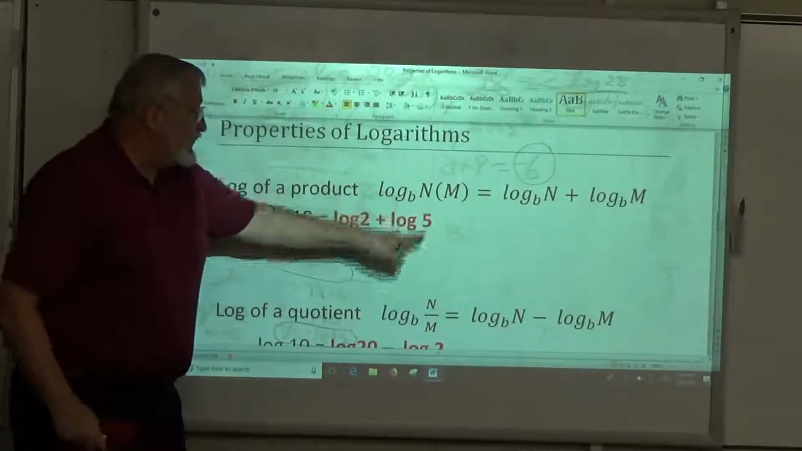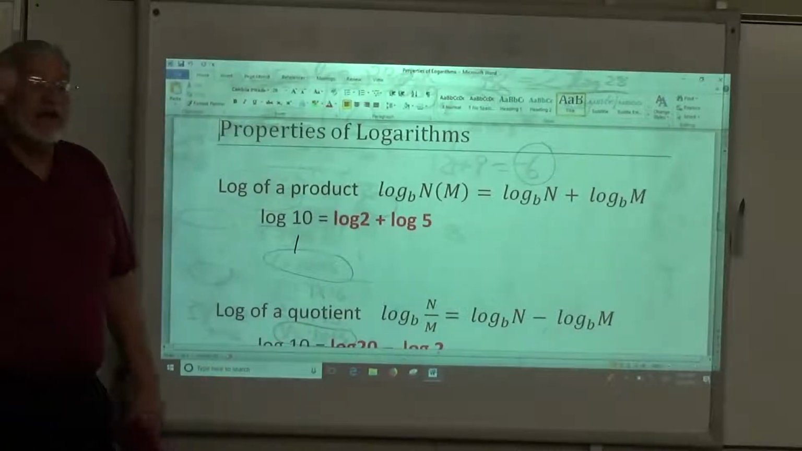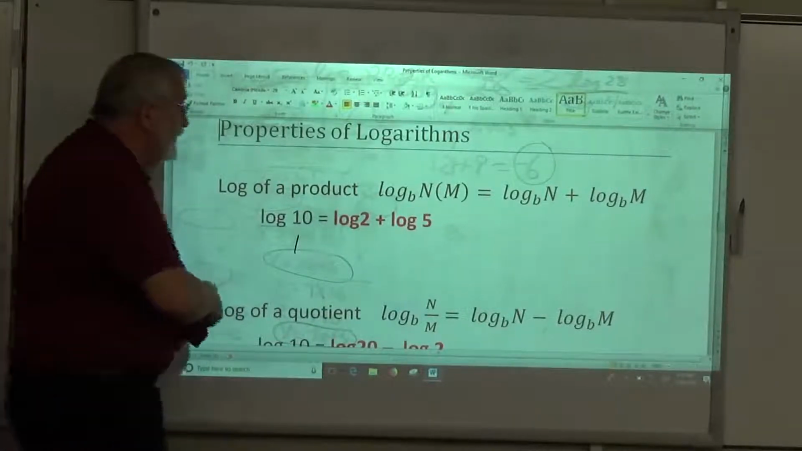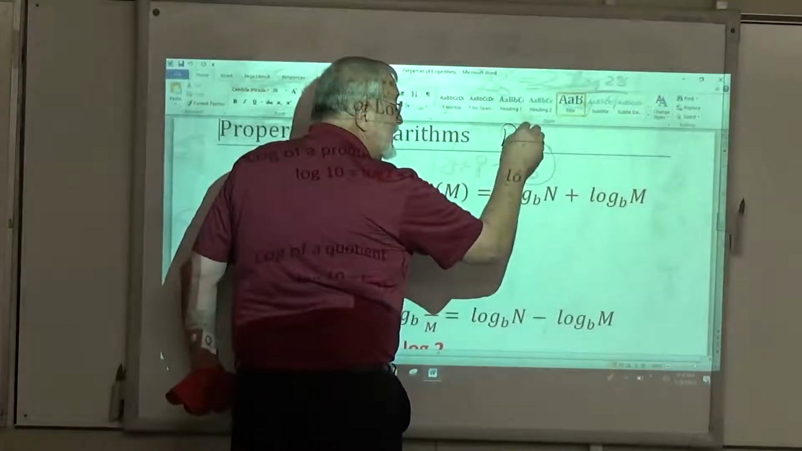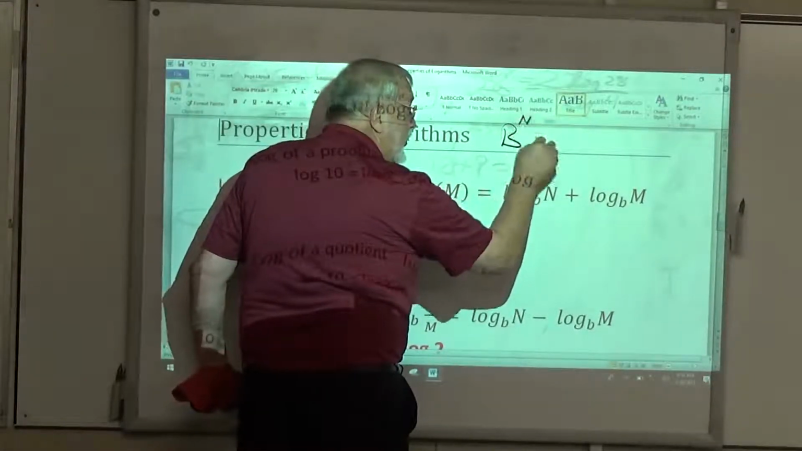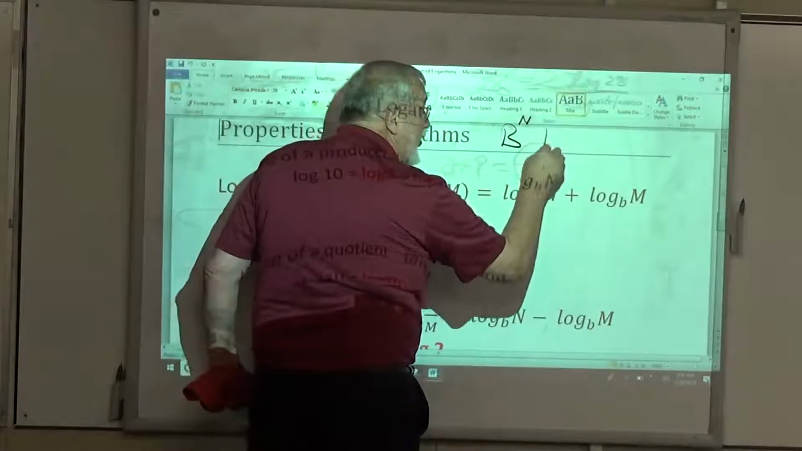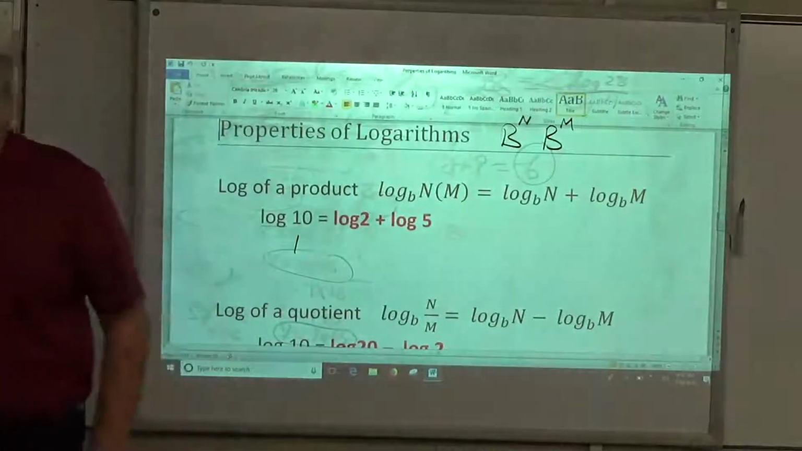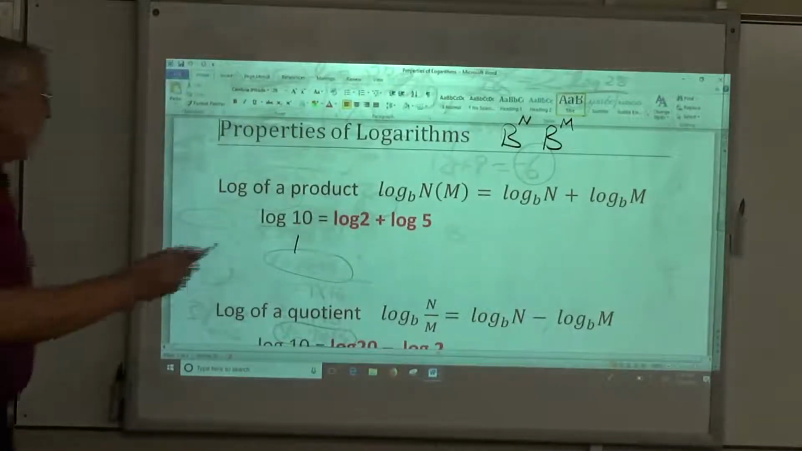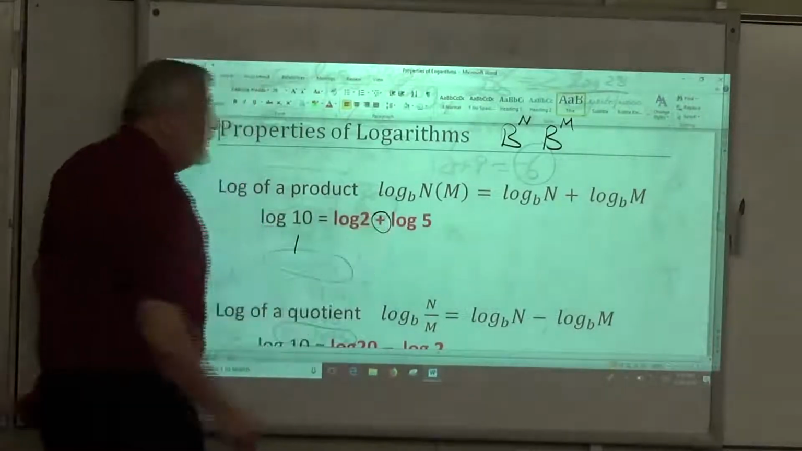Because 2 times 5 is 10, because the product is 10, then what I have is base to the n, and then base to the m. How do I combine them? I add them. That's why that's added.